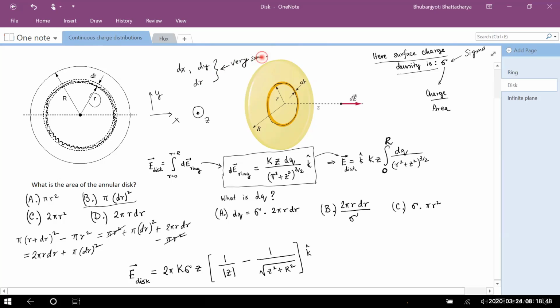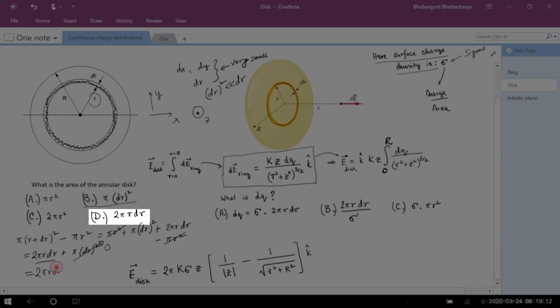So since they're very small, you can always neglect dr squared in comparison to dr. Dr squared is much, much smaller than dr. Because of this fact, since this term just has a dr in it and this term has dr squared in it, you can happily neglect this term. This term goes to 0. So the final answer is 2 pi r dr. The correct answer was D, which is 2 pi r dr.